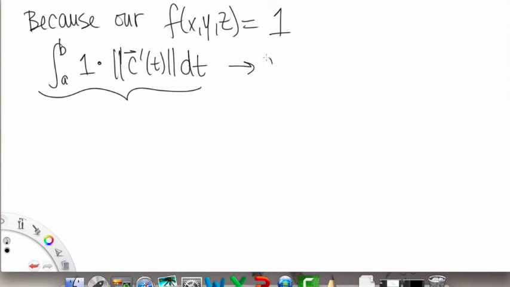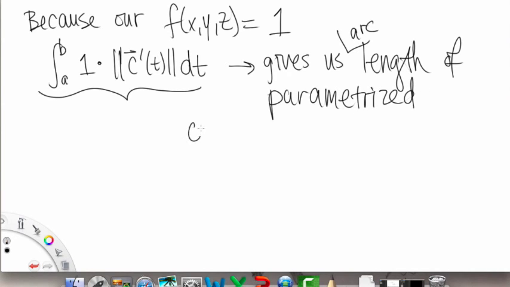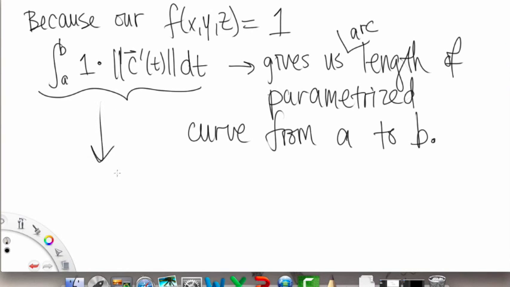and this should look familiar because this gives us the arc length of the parametrized curve from A to B. Okay? So anyways, that's just an important special case, I guess you could consider it. So this is special when our scalar function equals 1.